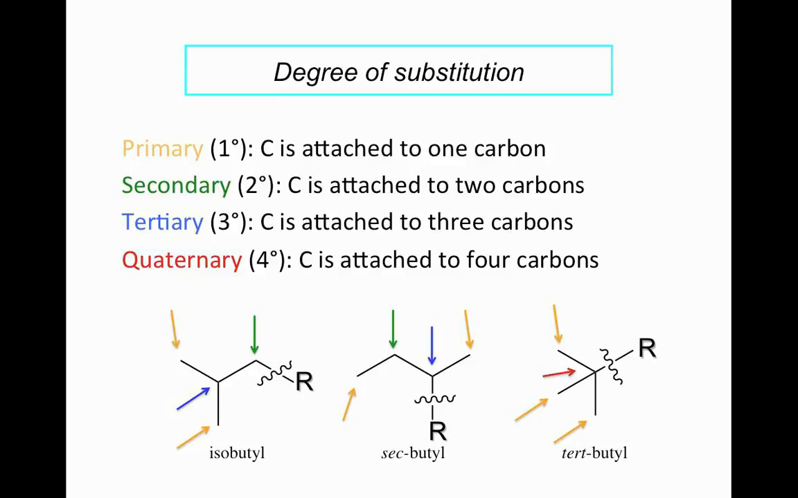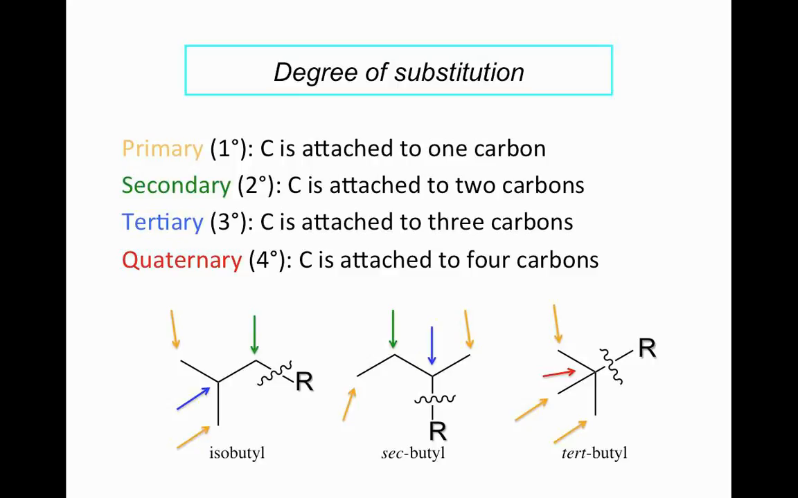So, the introduction that we've had to branched alkanes allows us to address the concept of degree of substitution. Degree of substitution refers to the number of carbons that are attached to any given carbon in a hydrocarbon. In order, from fewest number of carbons attached to largest number of carbons attached, we have primary, secondary, tertiary, and quaternary carbons. Primary carbons are attached to only one other carbon, secondary to 2 other carbons, tertiary to 3, and quaternary to 4 other carbons.